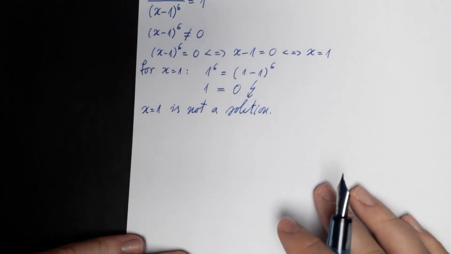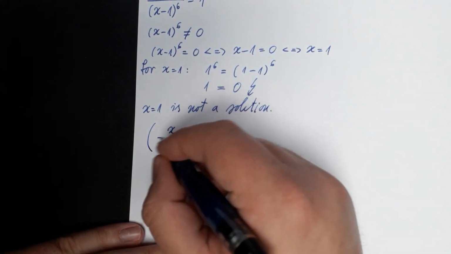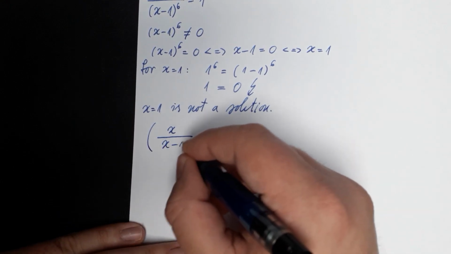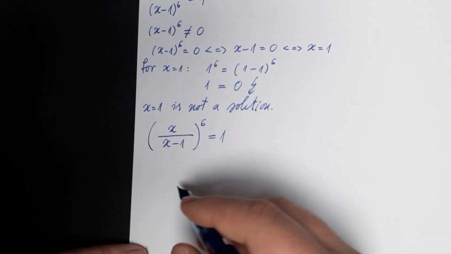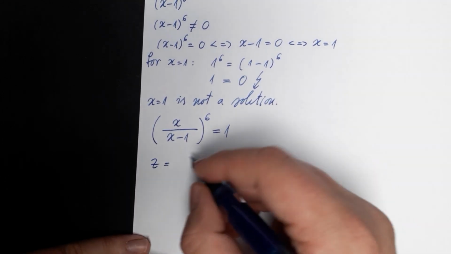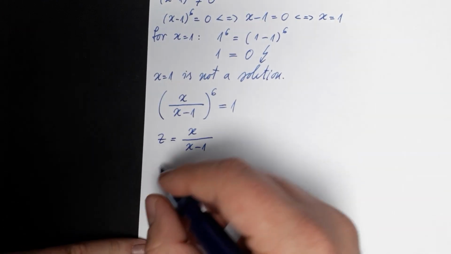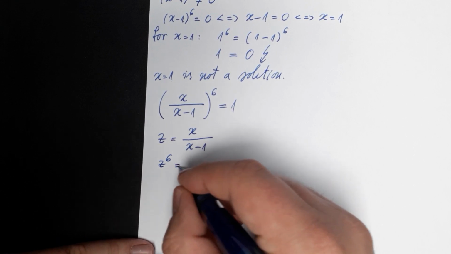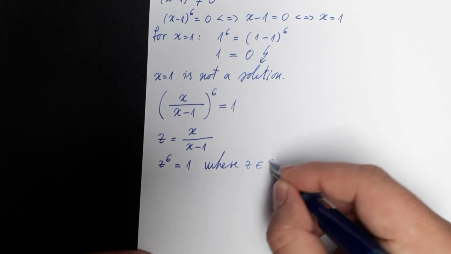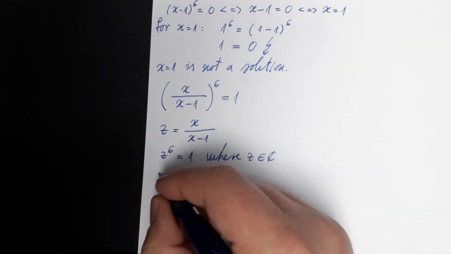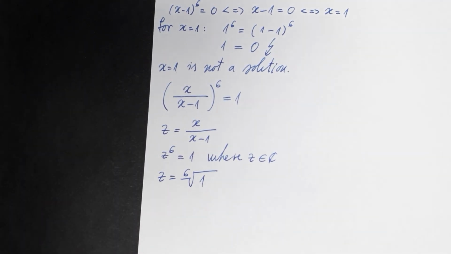So this is where the fun begins. We are going to write x to the power 6 divided with x minus 1 to the power 6 as x divided by x minus 1, to the power 6, which is equal to 1. And then we are going to introduce the substitution as z being equal to x over x minus 1. And in that case, we get that z to the power 6 is equal to 1, where z is a complex number. Now all we have to do is find all 6 roots of number 1 in complex analysis.